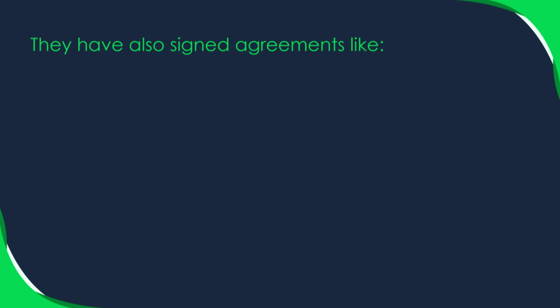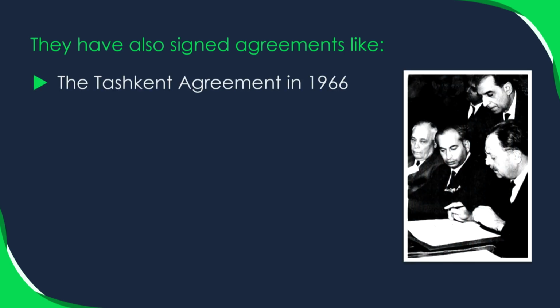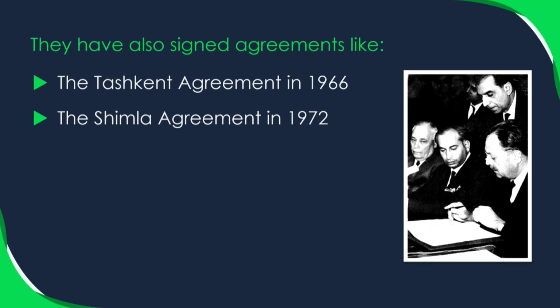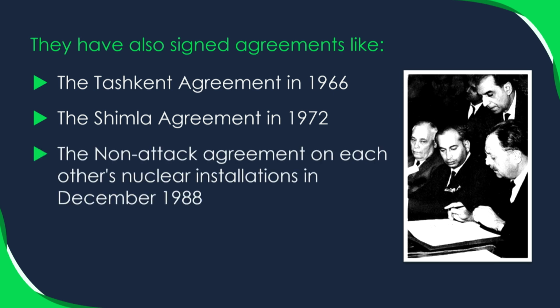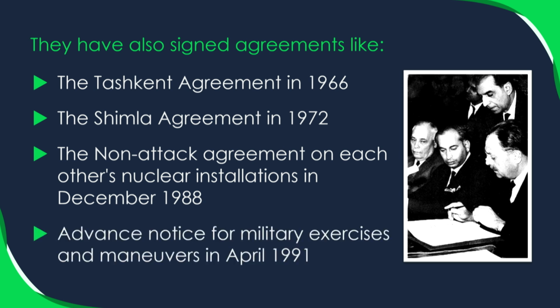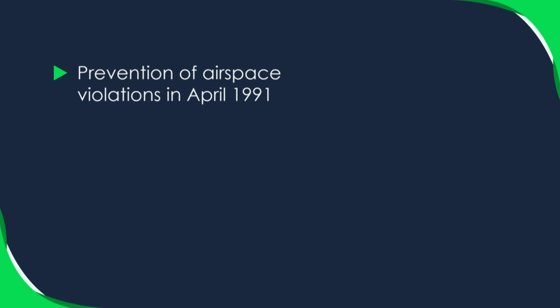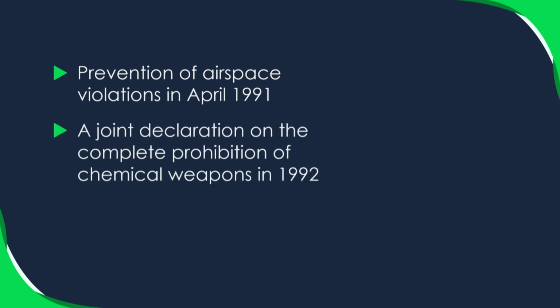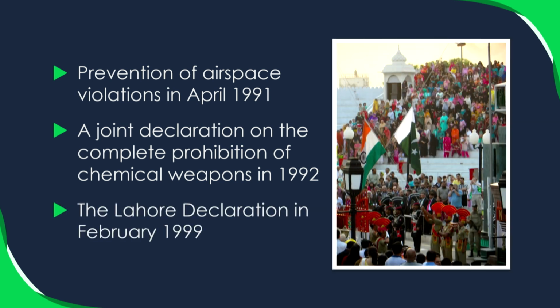They have also signed agreements like the Tashkent agreement in 1966, the Simla agreement in 1972, the non-attack agreement on each other's nuclear installations in December 1988, advance notice for military exercises and maneuvers in April 1991, prevention of airspace violations in April 1991, a joint declaration on the complete prohibition of chemical weapons in 1992 and the Lahore Declaration in February 1999. The main issue between these two nations is not the failure of confidence building measures, but rather deep-seated mistrust, suspicion and a lack of mutual acceptance.